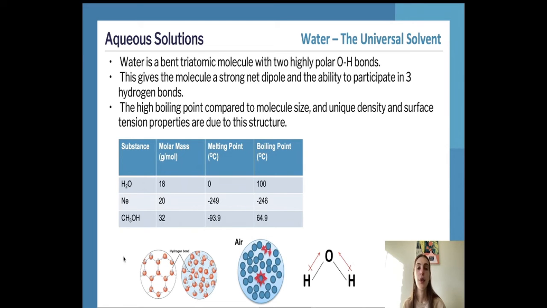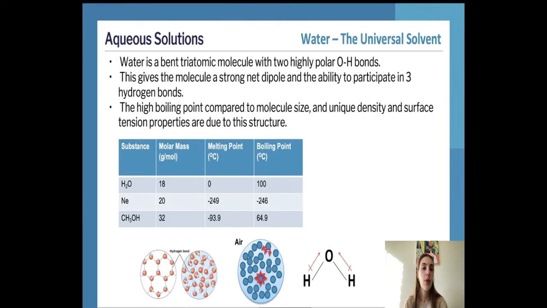And so the high boiling point of water compared to molecule size, and its unique density and surface tension properties, are going to be due to this structure. Surface tension refers to this hydrogen bond web-like structure providing a tensile surface which things can balance along, such as when you see a leaf floating along water. When we're considering water, we can see that water has a very high boiling point and a very high melting point in comparison to other substances, despite those other substances having a larger molar mass.